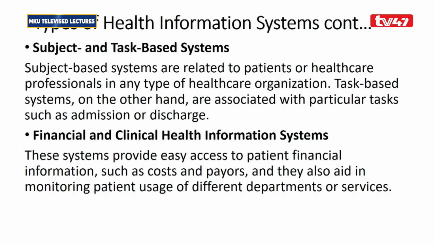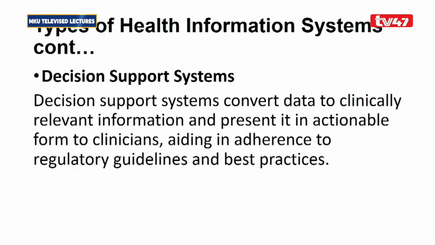And then the last type of health information system is a DSS, the decision support system. Now, decision support systems are used in the highest level of the organization, which we are calling the strategic level, as we had earlier seen. Now, a decision support system converts data to clinically relevant information and presents it in an actionable form to clinicians, aiding in adherence to regulatory guidelines and best practices.